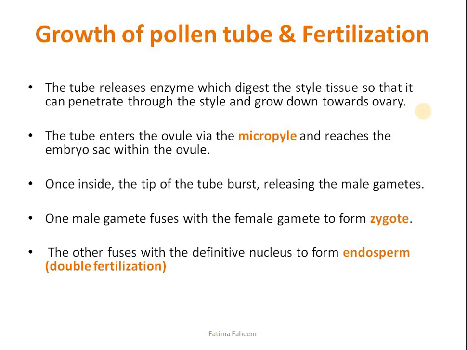Once inside, the tip of the tube will burst and will release the two male gametes. One male gamete, as I told you, will fuse with one female gamete to give rise to zygote, while the other one will fuse with the definitive nucleus to form endosperm. Endosperm is a tissue which would contain starch. So since the fusion is taking place twice, this will be called double fertilization.